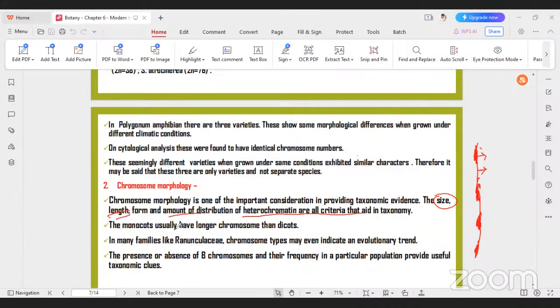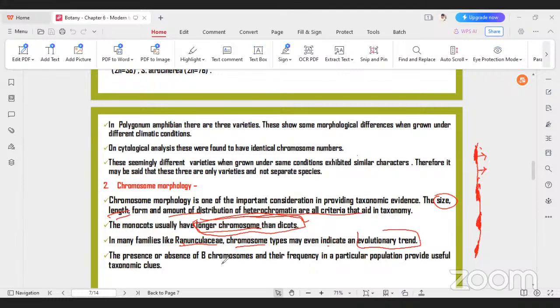Mostly the monocots usually have longer chromosomes than dicots. So this is also one of the considerations. For example, if you find a new plant, if the chromosomes are long, it is grouped in monocots; small in size, they are mainly present in dicots. In many families, like the given Ranunculaceae family, chromosome types may indicate the evolutionary trend.